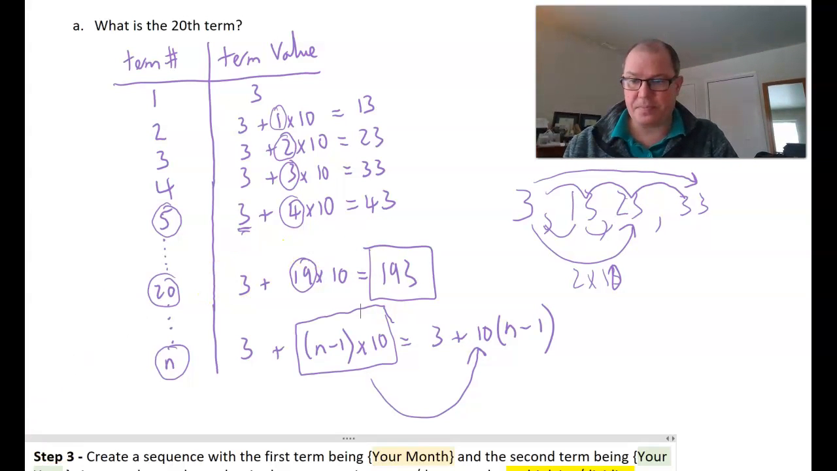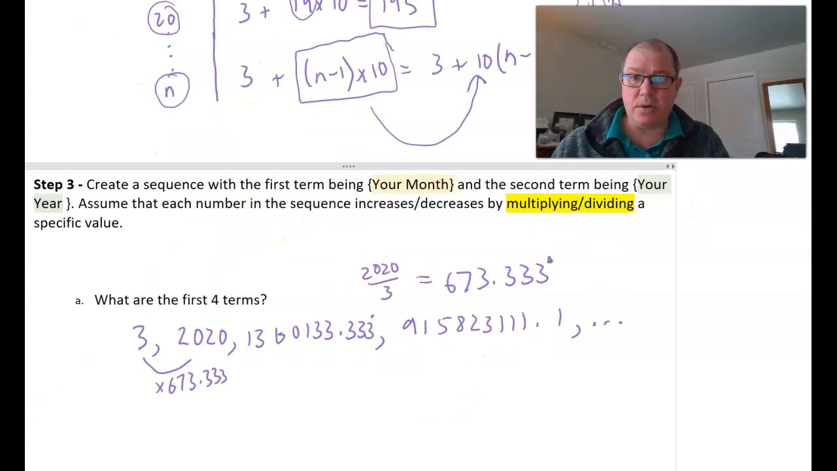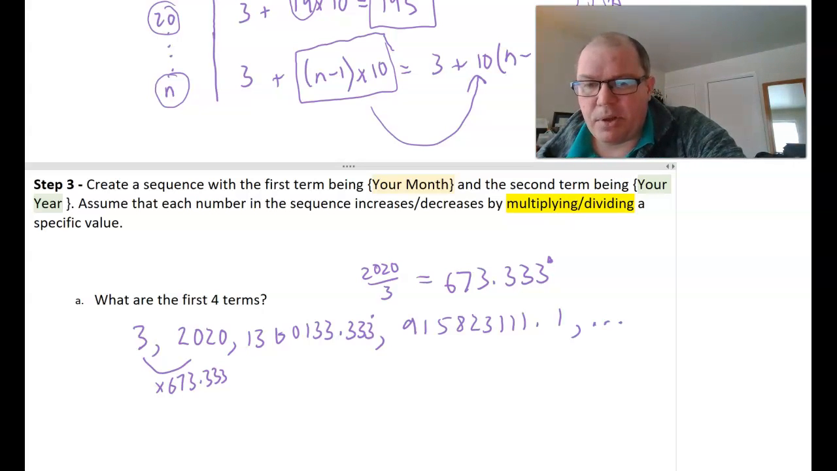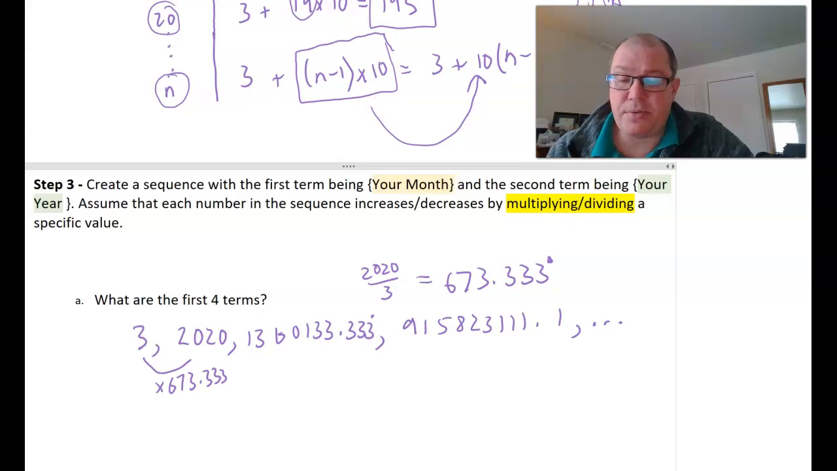In step 3, we have to create a sequence with the first term being the month, which is 3 again, and then the second term being my year, which was 2020 when I climbed Mount Snowdon. And this time we have to do a geometric sequence, which means it's either multiplying or dividing every time. So what I did is I took my second term, 2020, and I divided it by my first term, 3, and I got 673.333 recurring. That means if I take 3 and multiply it by 673.333 recurring, I'll get 2020.